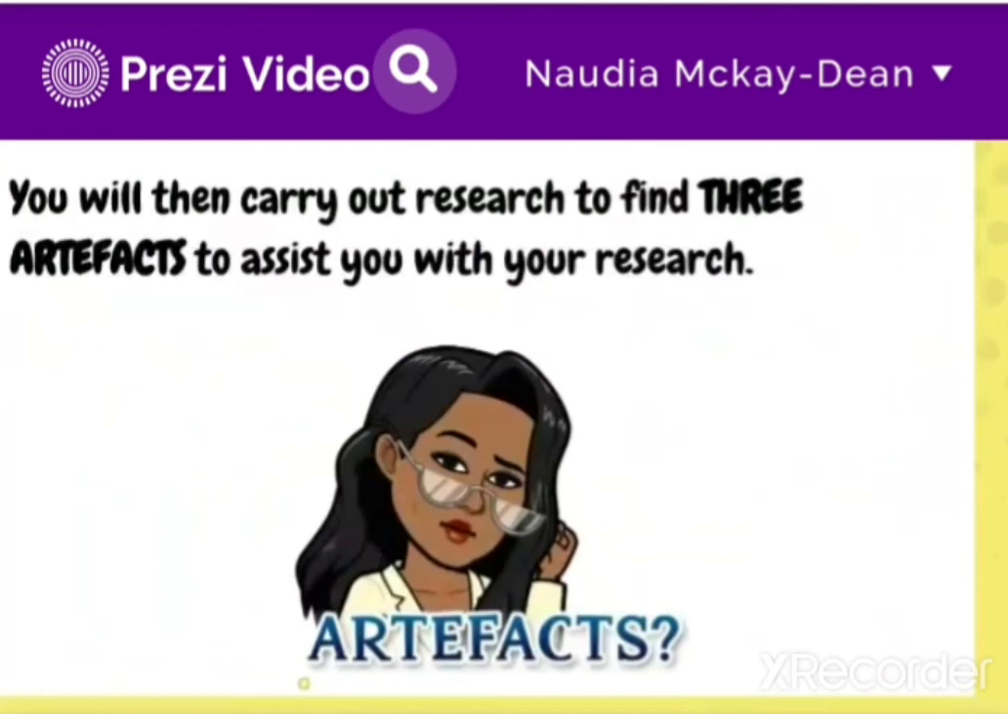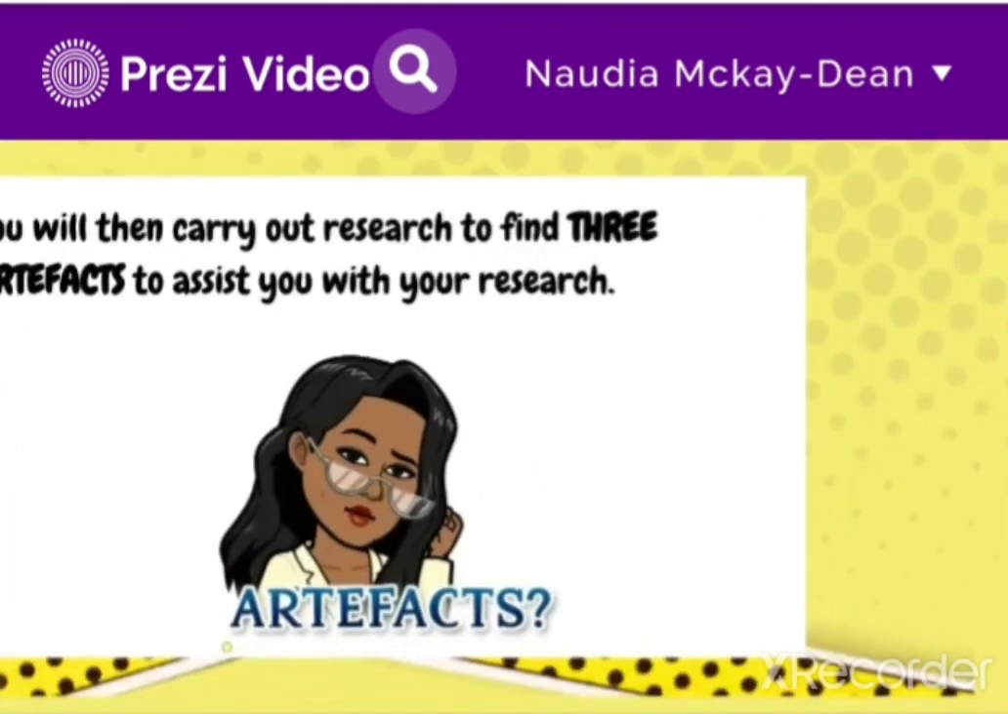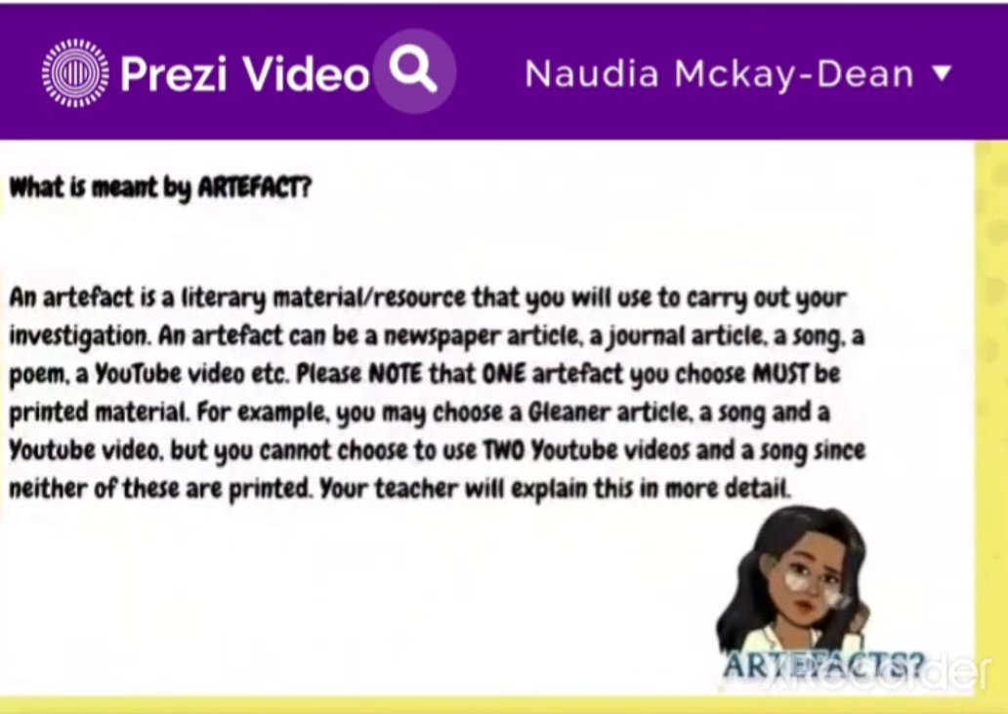Now, once you decide on the theme that you're doing and you have selected your topic, you're going to be doing research to find what we call artifacts. And for the English SBA, you're required to find 3 artifacts. So when we talk about artifacts, what exactly are we talking about? And if you notice, the spelling of the word artifacts too is A-R-T-E, not A-R-T-I. You might be wondering, what is this? All right? So an artifact is simply a fancy way of saying your literary material or resources. So you're going to go and do some research, and you're going to find 3 things that you can use to do your research for the English SBA.